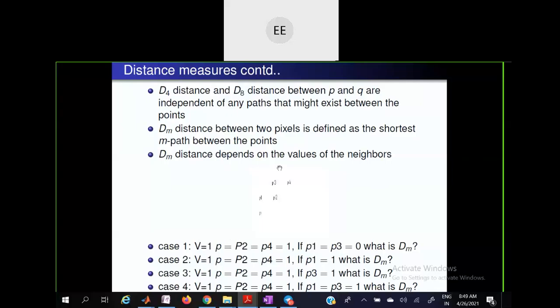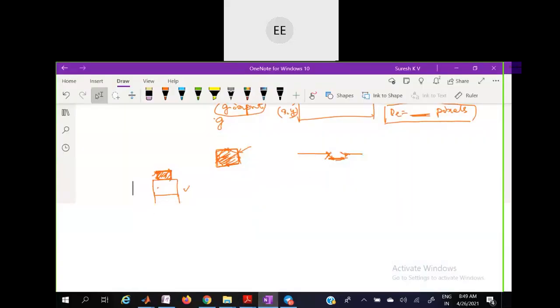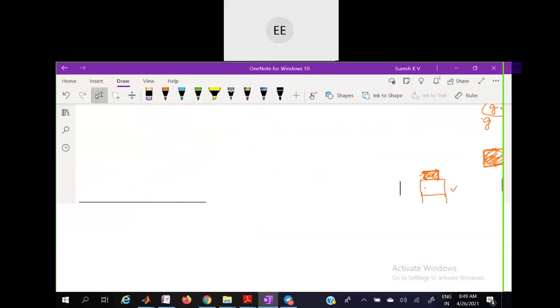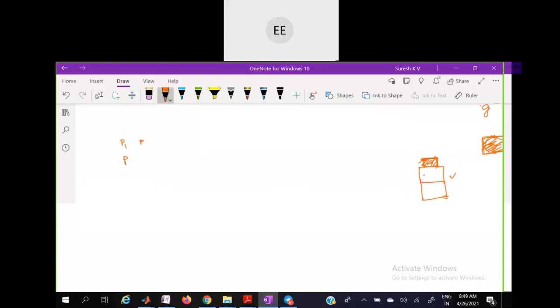So with that, let us try to solve this simple problem. I hope I still have time. Yes, we still have 10 minutes. Let us do it. Let us assume that I have a pixel arrangement like this. So this is P, P1, P2, P3, P4. I'll just solve it.